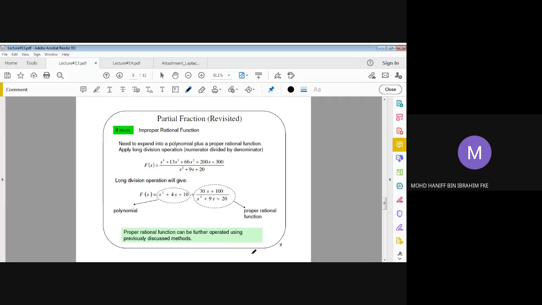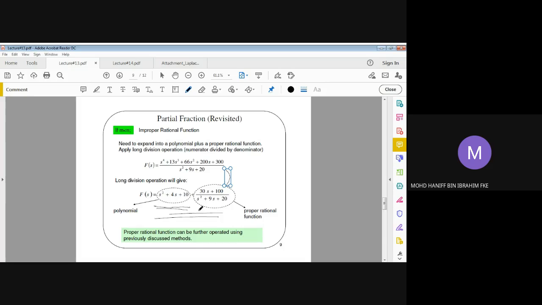And for the second case, where we have an improper rational function, where the power of your numerator is bigger than the power of your denominator, what we have to do is the long division first. Long division operation should be the first thing to be done. For instance, for this particular F(s), the power of the numerator is 4 and the denominator is 2. So we have to do the long division operation, and you're going to get this equation down here. So we're going to have s squared plus 4s plus 10 plus this term, which is now written as a proper rational function. So for this, we can use the method that we have learned in the previous slide.